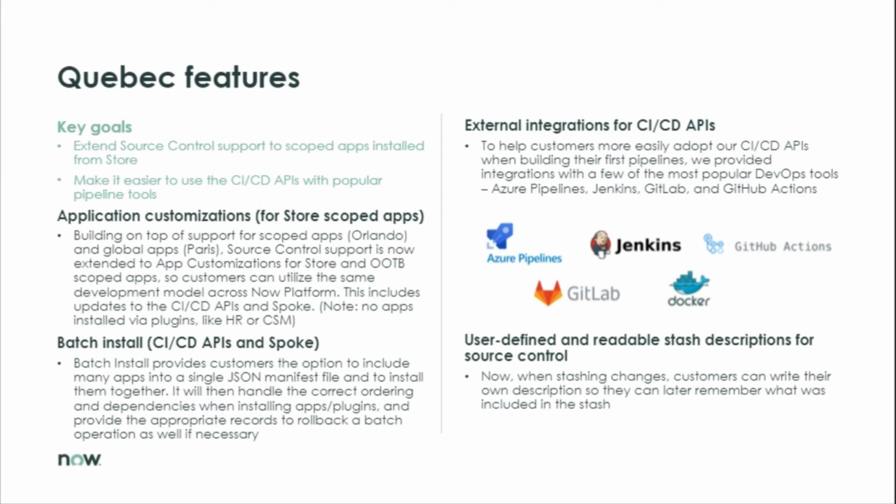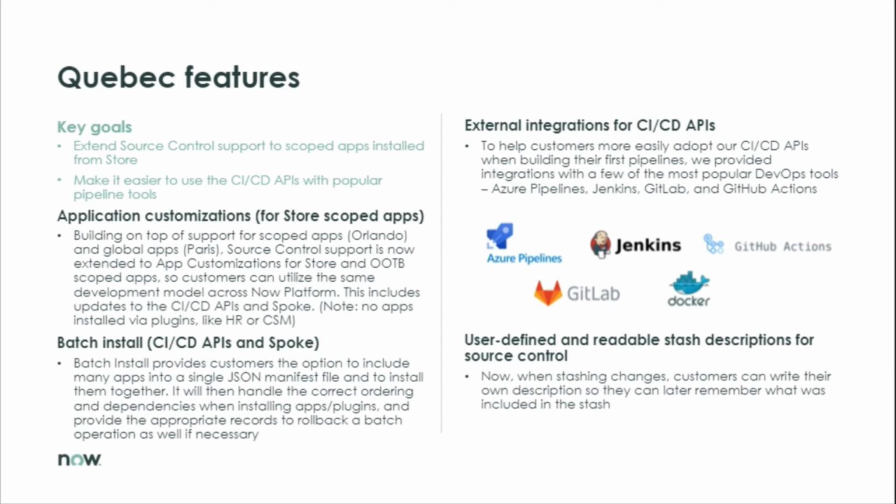So any customizations you can do in those scopes, you can automatically take those, put them into an app customization package, and use the same app repo workflows for your development as you would for scoped and global applications. On top of that, we also provided a couple of new features. Batch install resolves pain points around having to manage many different individual pipelines for all your different apps. So we provide you the capability to define a single JSON manifest file, multiple applications and plugins, including app customizations, so you can have just one CI/CD pipeline for many applications at once.